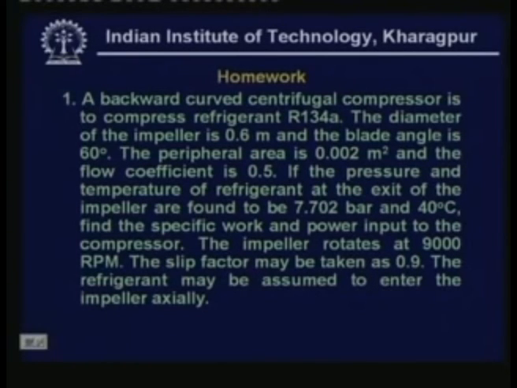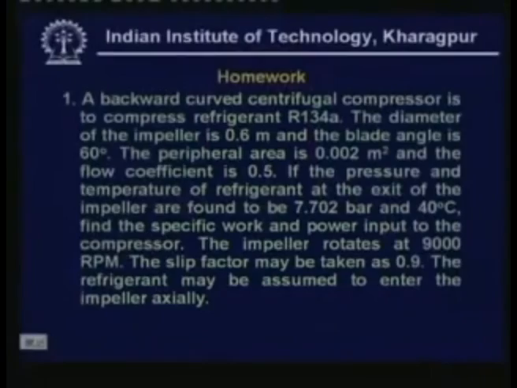What is flow coefficient? Flow coefficient, as I have already mentioned, is the ratio of the normal component of velocity at the impeller exit to the tip speed of the impeller. Okay, so this is the definition of flow coefficient, that is, as per the velocity diagram, the ratio of Vn2 to U2. The flow coefficient is given as 0.5. If the pressure and temperature of refrigerant at the exit of the impeller are found to be 7.702 bar and 40 degrees centigrade respectively, find the specific work and power input to the compressor. The impeller rotates at 9000 rpm, the slip factor may be taken as 0.9, and the refrigerant may be assumed to enter the impeller axially. Okay.